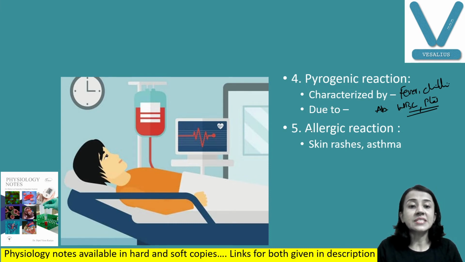Another complication is allergic reaction, that is not found in each and everyone. If the donor's blood contains some substance to which the recipient is allergic, then only this reaction is found, and it produces skin rashes and asthma.